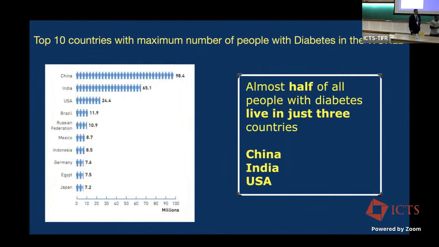Globally, if you see China, India, and US combined, nearly half of the people with diabetes reside. So diabetes is a global epidemic, and it becomes very important as far as India is concerned.